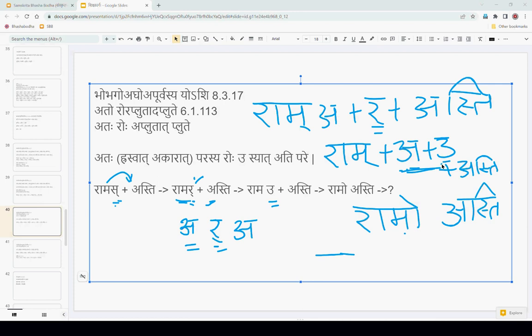Adguna Sutram. Adguna. Okay. What is the Sutra Sankhya, or in which adhyaya is it? 6. 6187. Now, Bodhago Ago Purvasya Yoshi, in which chapter is it?